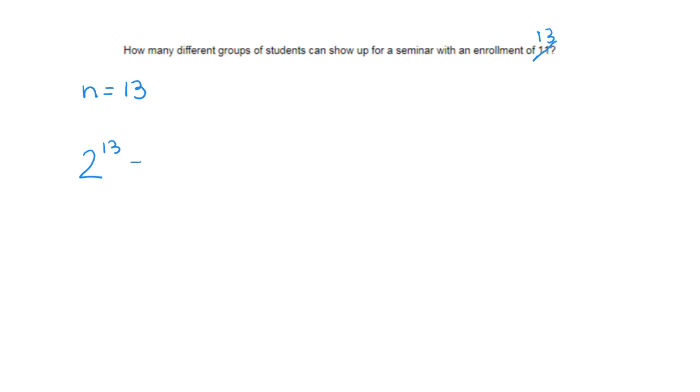And if you were to put this in your calculator, you should get 8,192 different groups. So 8,192 different groups could possibly be made if 13 students are enrolled. This concludes the lecture for 2.2.